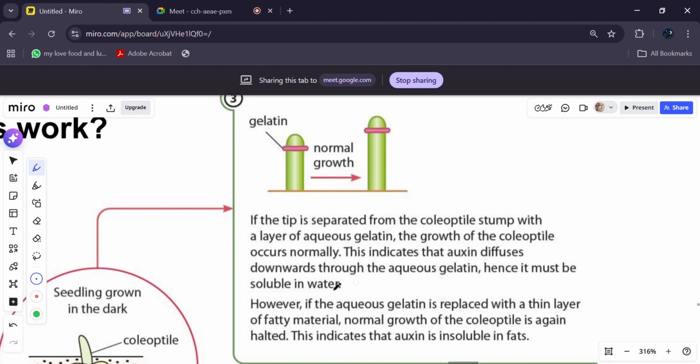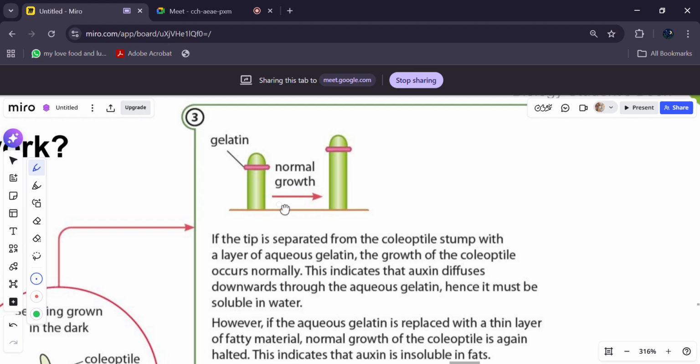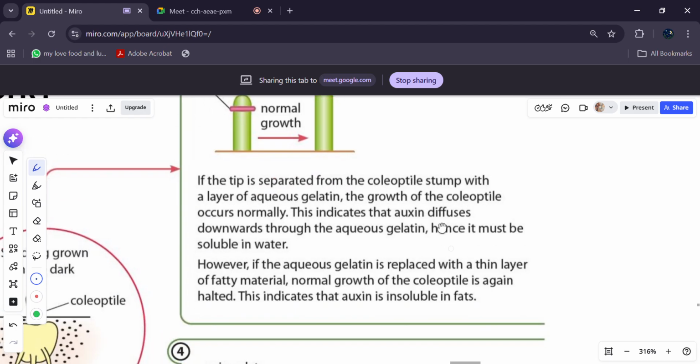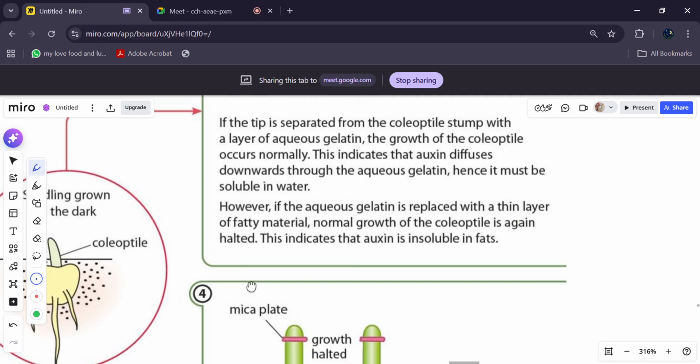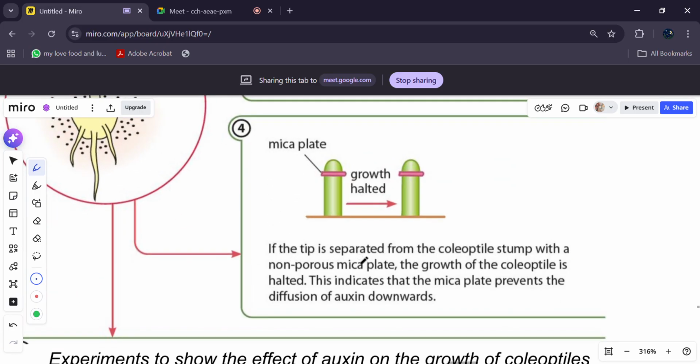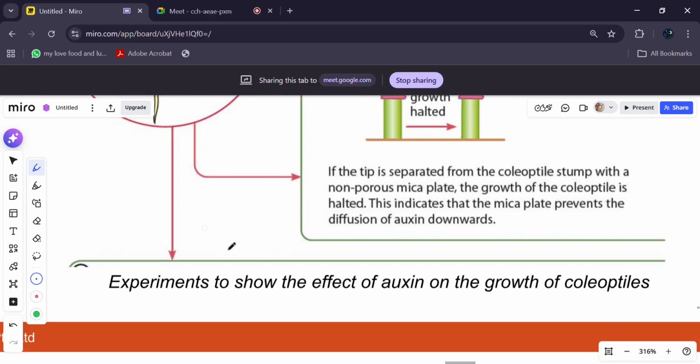This indicates that auxin diffuses downward with the aqueous gelatin, and hence it must be soluble in water. However, if the aqueous gelatin is replaced with a thin layer of fatty material, the normal growth of the coleoptile is again halted, stopped, and this indicates that auxin is insoluble in fats. If the tip is separated from the coleoptile stump with a non-porous mica plate, the growth of the coleoptile is altered, and this indicates that the mica plate prevents the diffusion of auxin downwards.